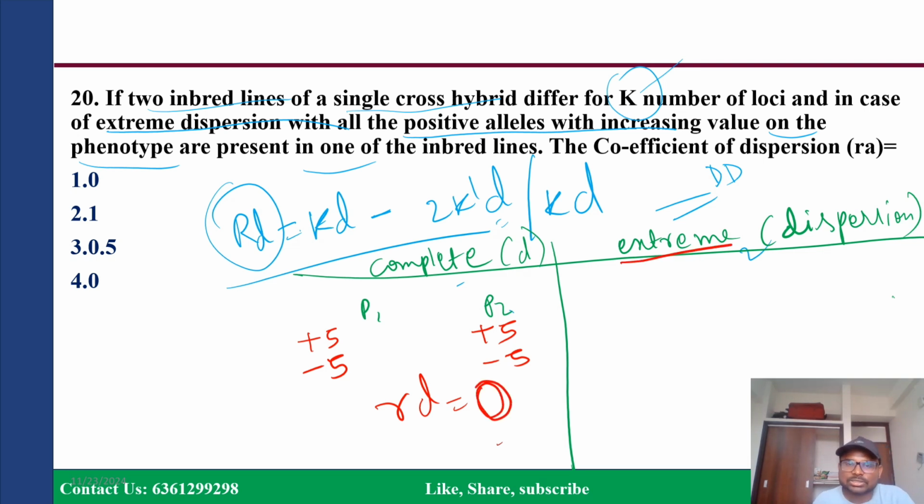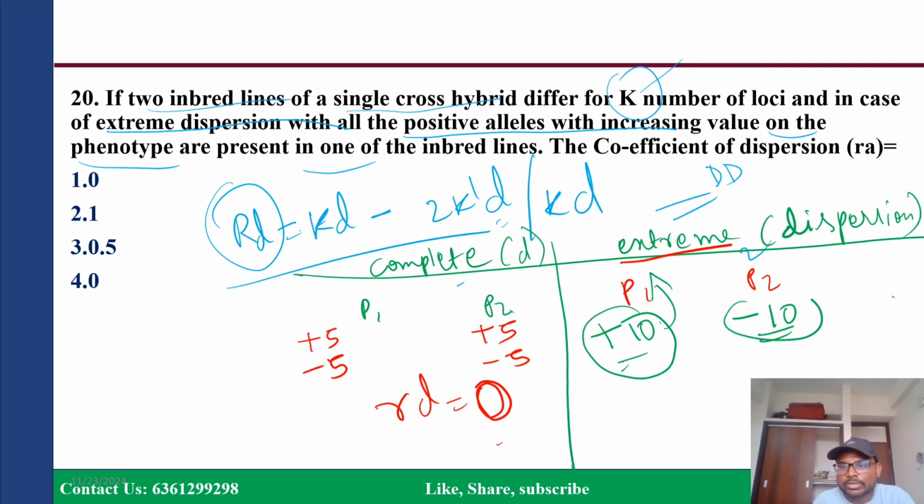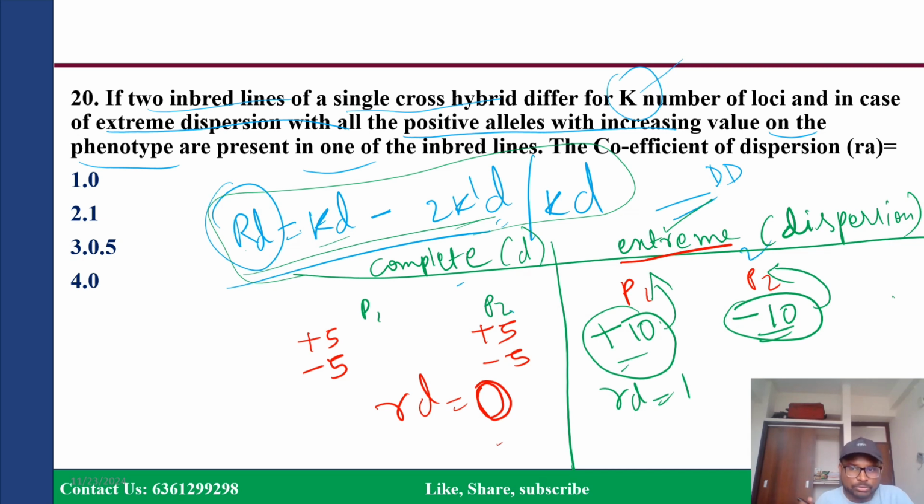Then for extreme dispersion, if you take parent 1 and parent 2, all 10 positive alleles are in one and all 10 negative alleles are in the other. All positive alleles are concentrated in parent 1, all negative alleles in parent 2. In this case RD is equal to 1. This is called extreme dispersion. To calculate this, you take KD minus 2K dash D by KD. Read these things in the Heterosis Breeding book by Mukherjee. It's available in the IRA bookstore. Please order it and read it.